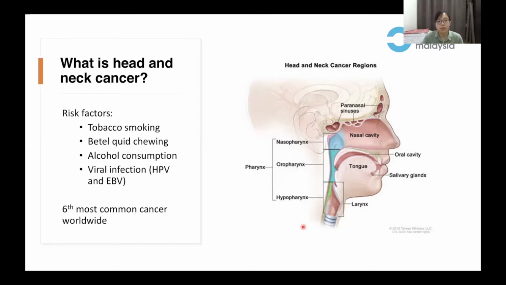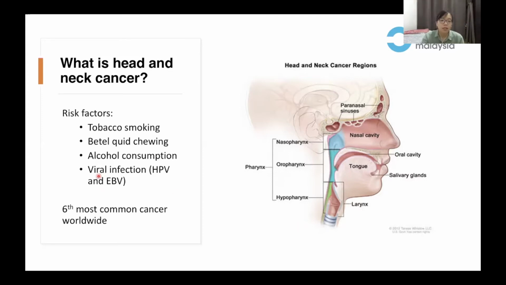This includes tobacco smoking and betel quid chewing. In case some viewers don't know what betel quid is, in Malaysia we call it pinang. It's the one that locals like to chew on, and it stains their teeth red. So yeah, that's just one fun fact. The other risk factors include alcohol consumption, as well as viral infections, such as HPV and also EBV viruses.